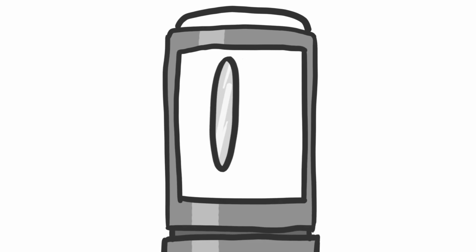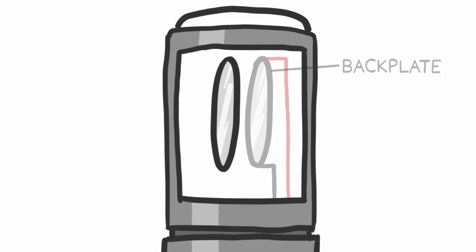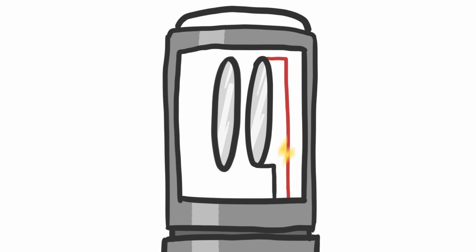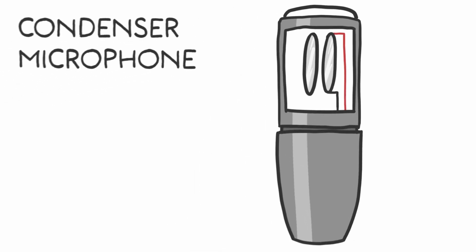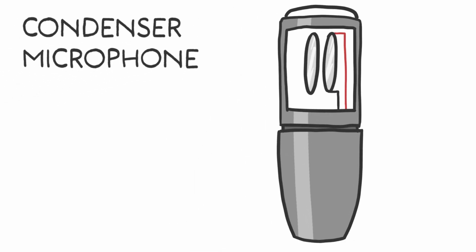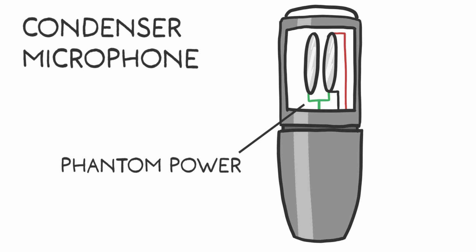diaphragm is placed very close to another metal plate called a backplate. These two metal plates placed closely together are capable of holding a small amount of electrical energy, and when the diaphragm is vibrated, the electrical energy outputted by these components will vary, thus converting the sound to an electric signal. This process, unlike with a dynamic microphone, requires an external source of power to function. Most commonly, this process of supplying power from an external source is called phantom power, and can be supplied to a microphone over cabling, such as with an XLR cable.